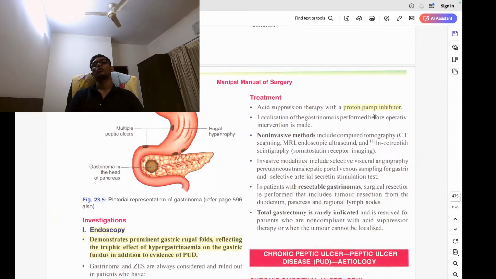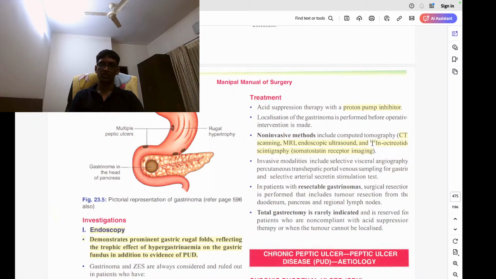Then localization of gastrinoma is performed before operative intervention. Non-invasive methods include CT scanning, MRI, ultrasound, endoscopic ultrasound, octreotide scintigraphy, and PET imaging. Invasive methods include visceral angiography, percutaneous transhepatic portal venous sampling for gastrin, and selective arterial secretin stimulation test.